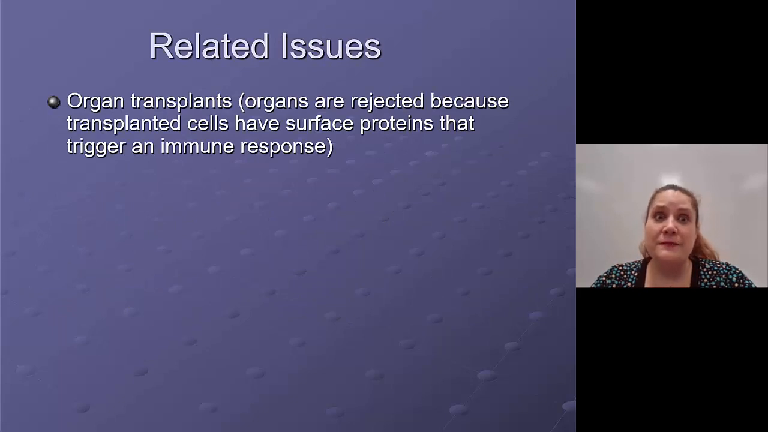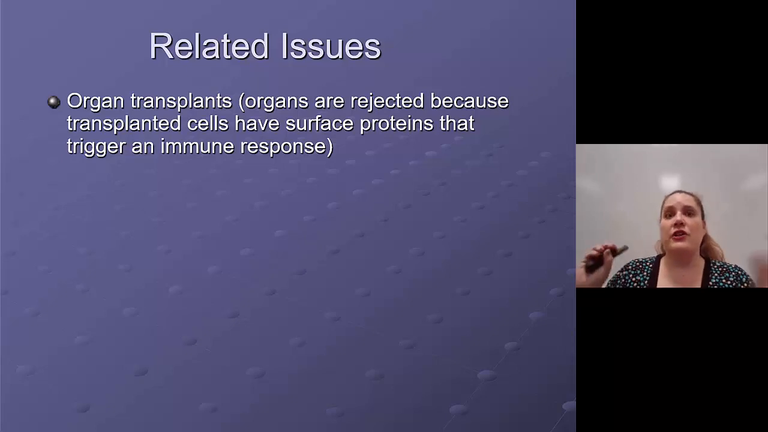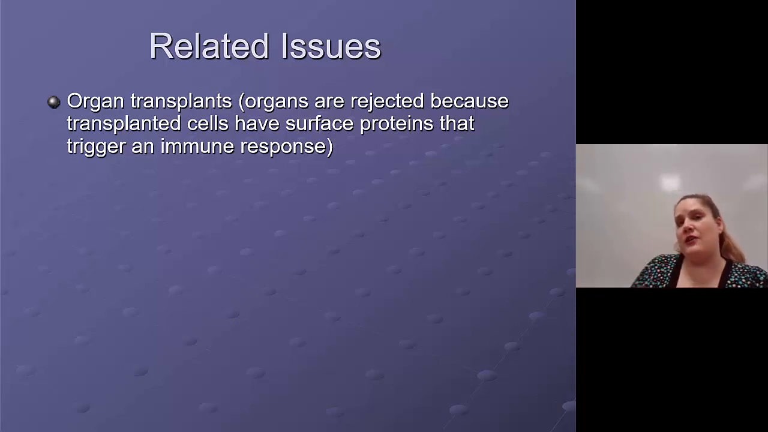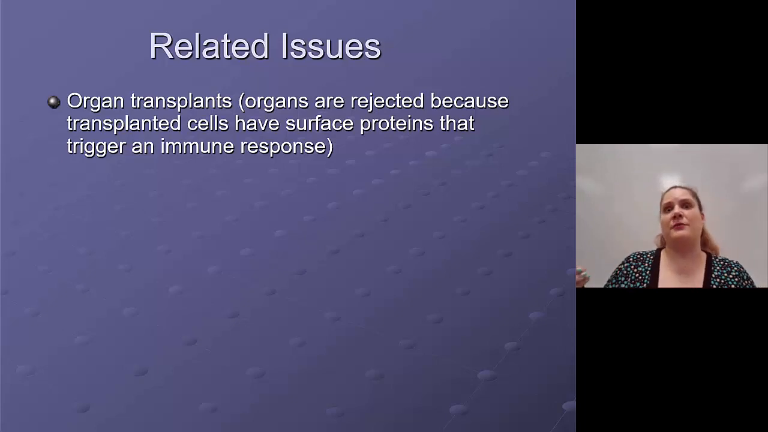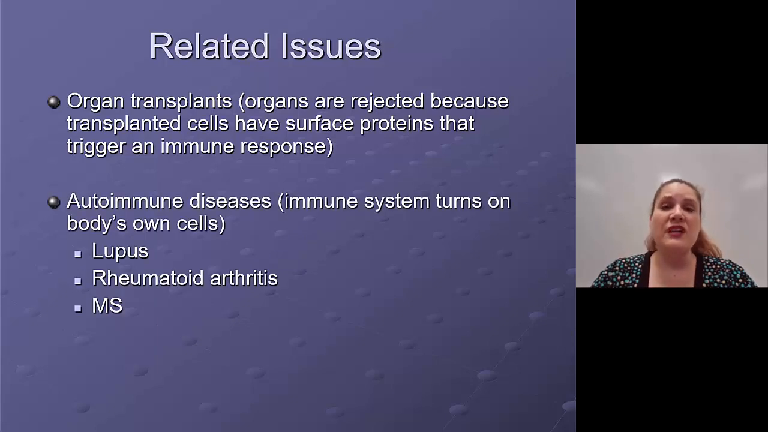All right, organ transplants. Sometimes organs get rejected because those transplanted cells have surface proteins that trigger an immune response. That's why you have to have these tests if you want to be an organ donor, to make sure that your surface proteins and their surface proteins aren't going to conflict with each other. Because if we take your organ and put it into someone who doesn't have similar surface proteins, their antibodies are going to attack your organ. And that organ's going to end up having been completely useless because their body is going to think an invader is there and it's just going to go in and attack it and kill it.